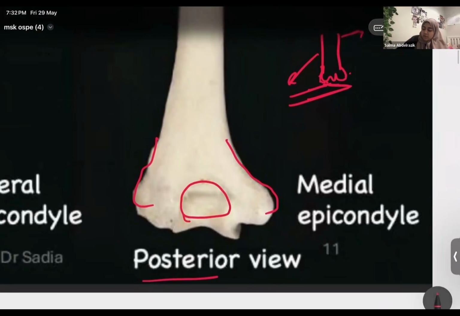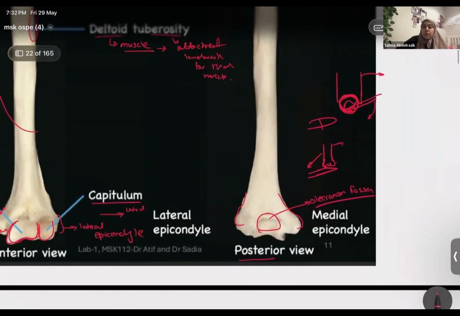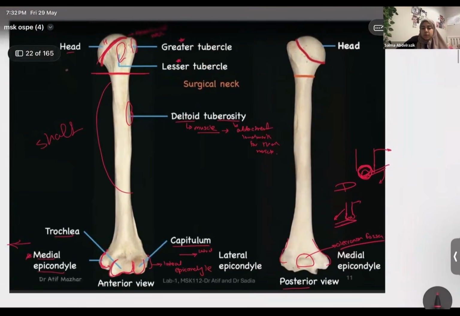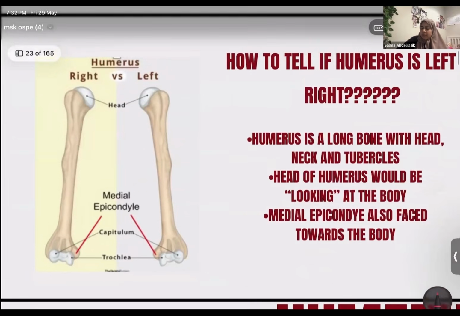You have this empty fossa over here, which is called the olecranon fossa. That's what this whole drawing I was trying to do is about. Cool? Cool. This is a simple thing I just made way too complicated. We have the head, greater tubercle, lesser tubercle, surgical neck, deltoid tuberosity, capitulum, trochlea, medial epicondyle, lateral epicondyle. That's all you have to know.